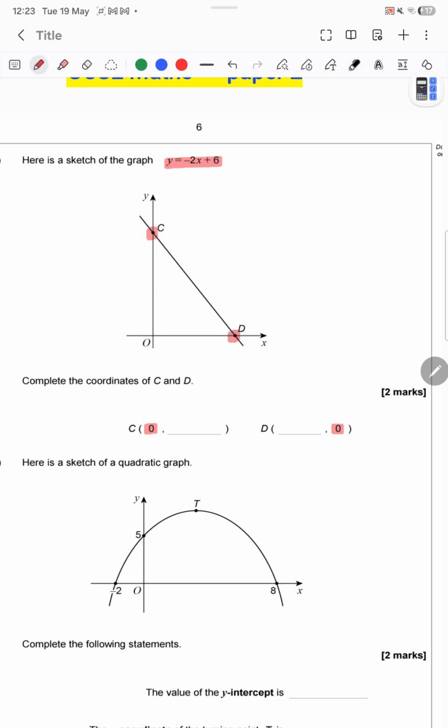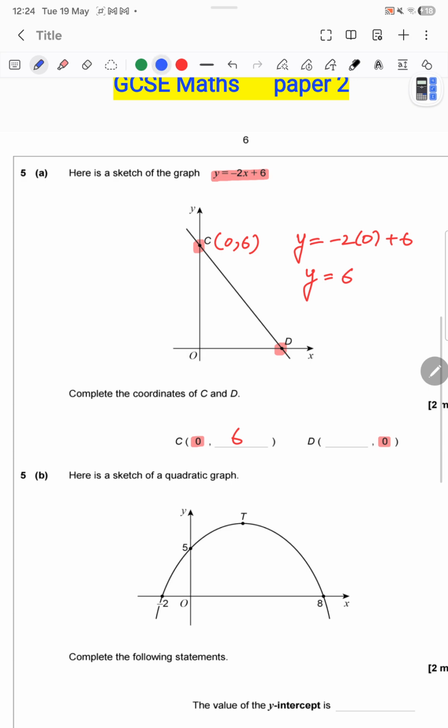So first of all, if you put x equals 0 into it, you will get y equals minus 2 times 0 plus 6. So y equals minus 2 times 0 is 0, 0 plus 6 is 6, so y equals 6. So that means the point C intersects the y-axis at 6, so the coordinate should be (0, 6), so the answer is 6 over here.